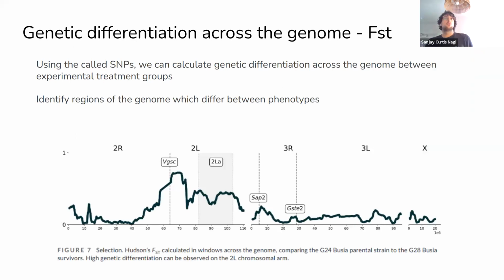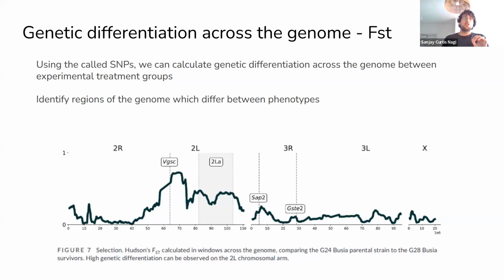So we can also look at genetic differentiation across the genome. I think you guys have already done some work on genome-wide selection scans, or if not, you definitely will do soon. Using the called SNPs, we can calculate genetic differentiation across the genome between each experimental treatment group. The idea is we want to identify regions of the genome which differ between phenotypes, which might indicate there's something important in that region.